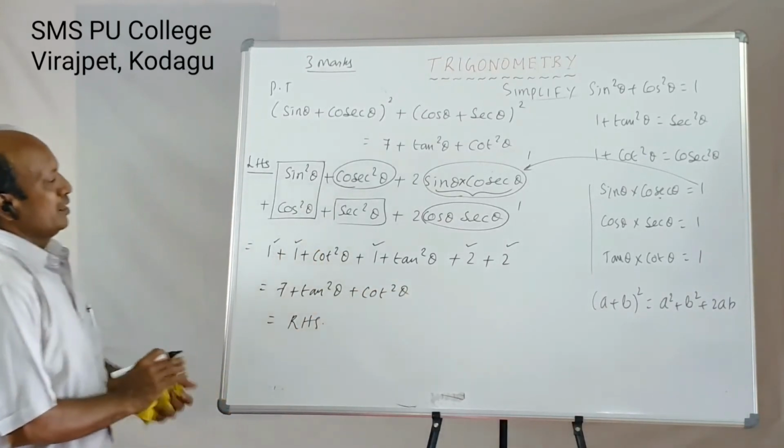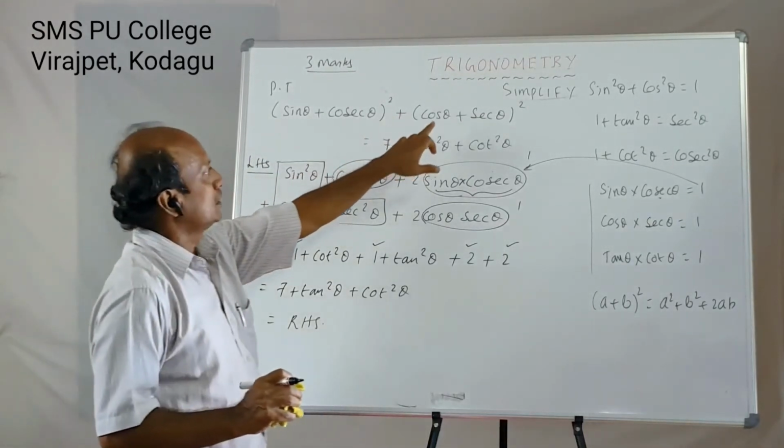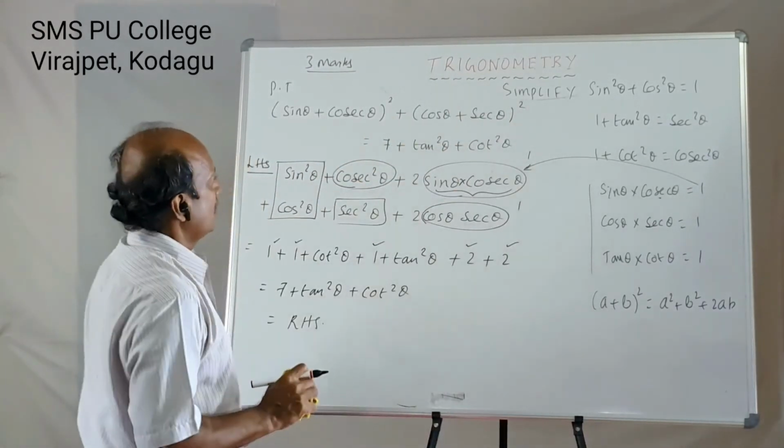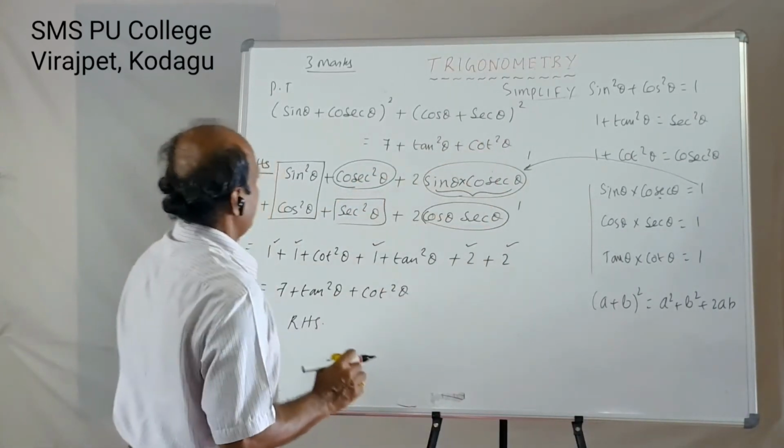Let me repeat again. Sin theta plus cosecant theta whole square plus cos theta plus secant theta whole square. What you have to prove is 7 plus tan square theta plus cot square theta.